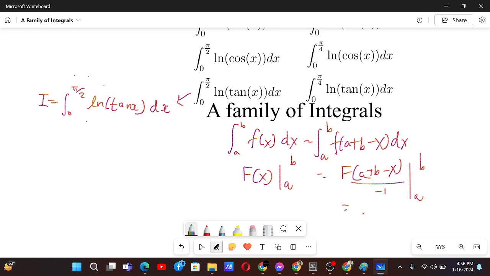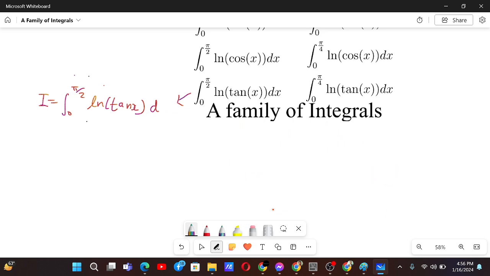Now at b, this is minus F of a, and then minus at a, this is minus F of b. So this is capital F of b minus capital F of a. This is also capital F of b minus capital F of a. So you can see that these two are actually equal. Now let's go towards the solution.